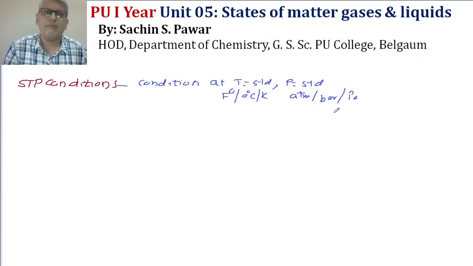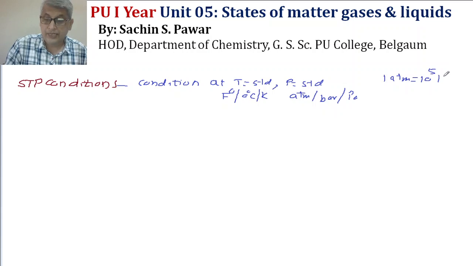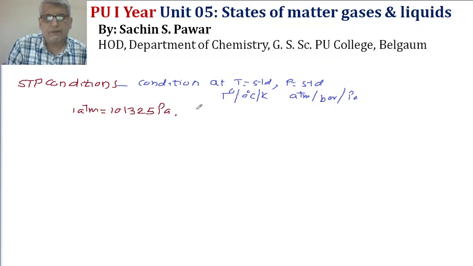Temperature, 3 units for pascals. Pressure. The conversion factor for these we shall see. 1 atmosphere is equal to 10 to the power 5. 1 atmosphere, if I say, then the conversion factor here is 101,325 pascals, and when I say 1 bar pressure, 1 bar is 10 to the power 5 pascals.